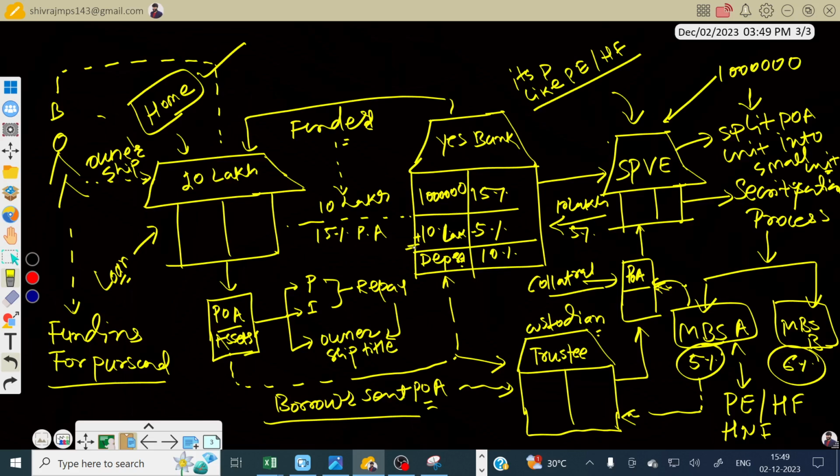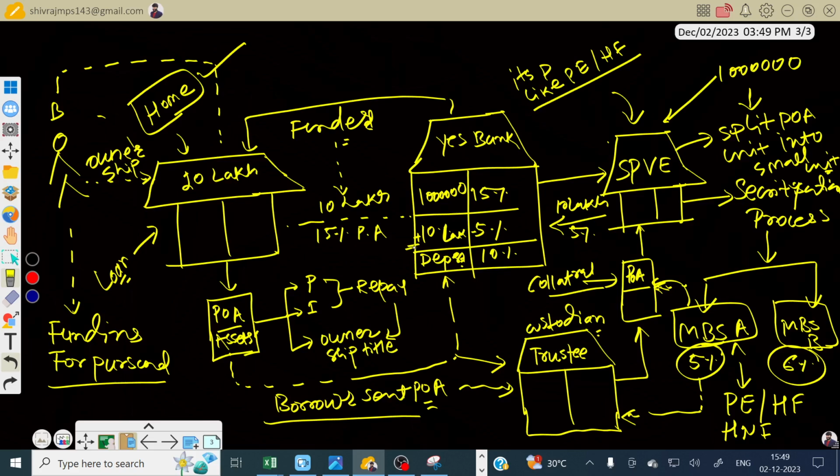Why? Because investing in ABS and MBS, as I said, is risky. So private equity fund managers negotiate well and ask for a higher interest payment. Go and check the news. Byju's has taken a loan from a hedge fund, Doppner something. I'm not able to recall the name.